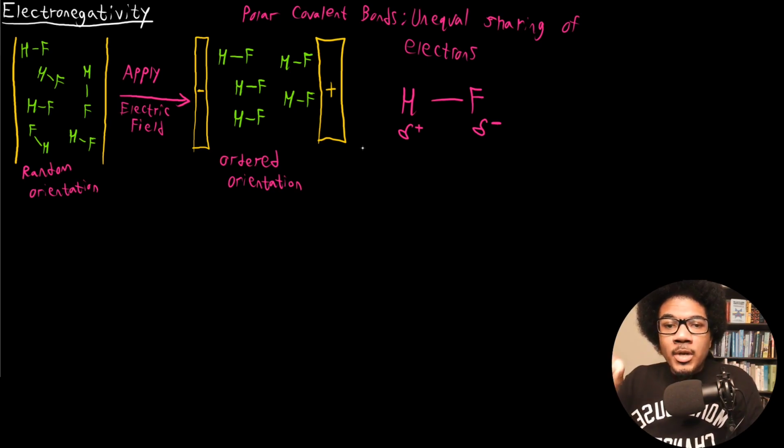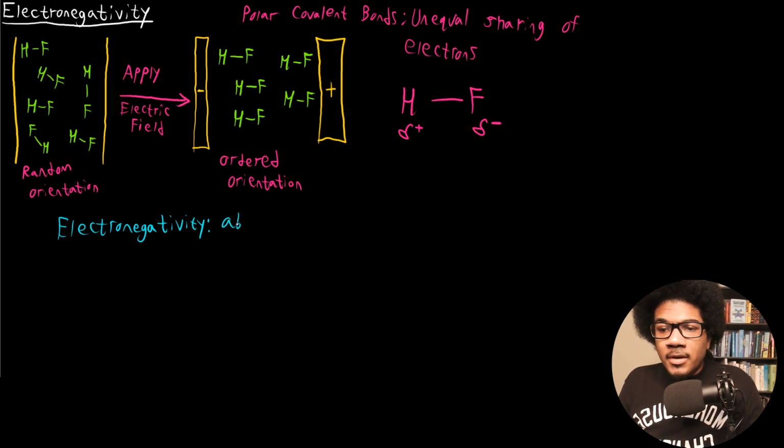So now, how do we quantify this unequal sharing of charge is the question, right? That's where electronegativity comes into play. So electronegativity is a way to quantify an atom's ability to attract a shared electron pair, right? So this is the ability of an atom to attract an electron pair.